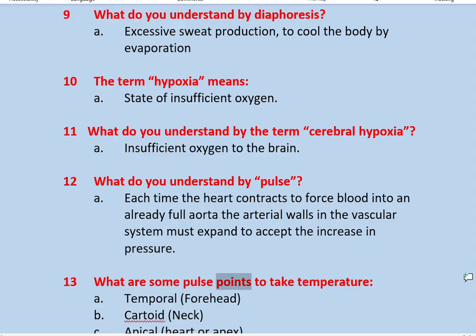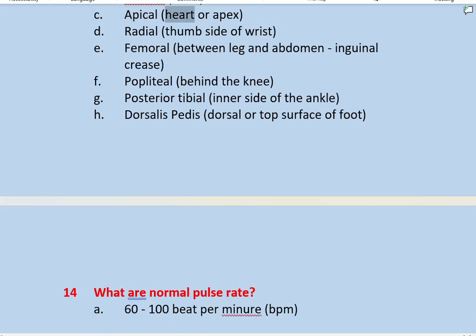13. What are some pulse points to take pulse? Temporal, forehead. Carotid, neck. Apical, heart or apex. Radial, thumb side of wrist. Femoral, between leg and abdomen, inguinal crease. Popliteal, behind the knee. Posterior tibial, inner side of the ankle. Dorsalis pedis, dorsal or top surface of foot.